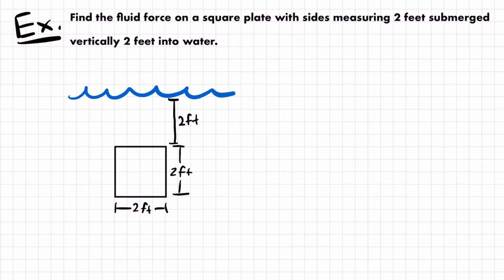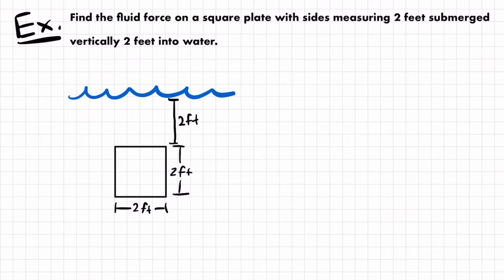We are now ready to calculate the fluid force. However, we're not going to be able to use the formula we used for the previous two examples because this surface is submerged vertically into the water. And the difference is that when a surface is submerged horizontally, the depth of that surface is going to be one specific value. However, when you submerge a surface vertically, there is a range of values for that depth. And so we can't use the same formula.